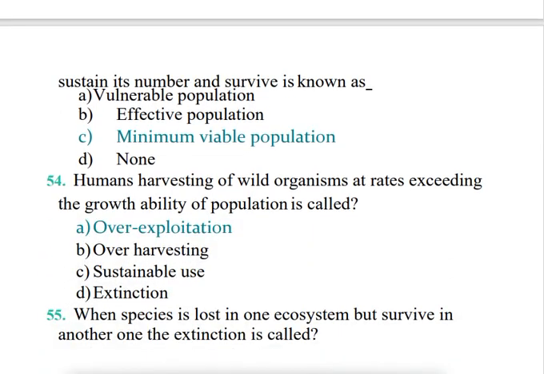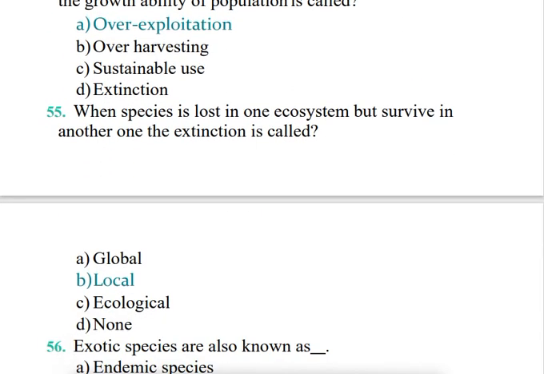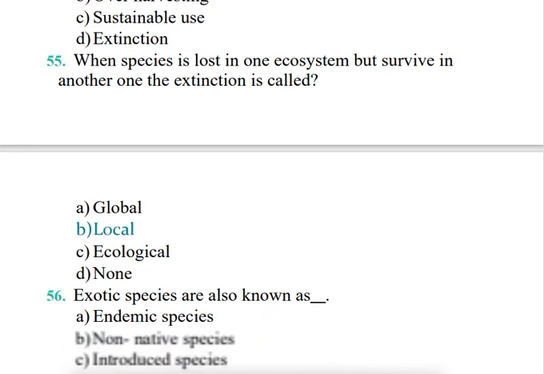Human harvesting of wild organisms at rates exceeding the growth ability of the population is called overexploitation. In our world, populations are increasing too much, which causes overexploitation. When a species is lost in one ecosystem but survives in another one, it is called local extinction.